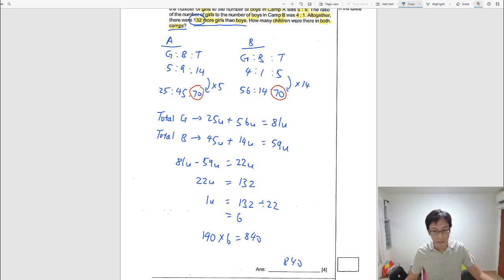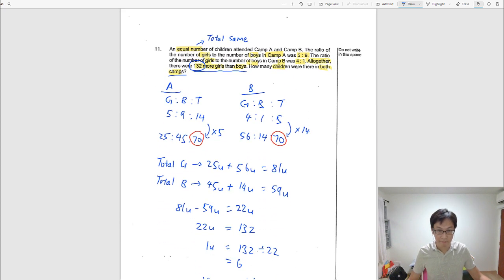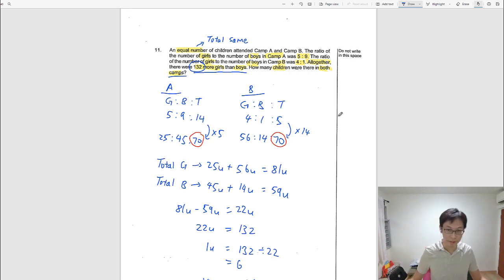Okay, you understand? Alright, so as you can see, the keywords in the question will basically give us a very clear idea on what method to apply when solving this question. Right, in this case, the keyword is the equal number, so therefore we have to make the total the same.